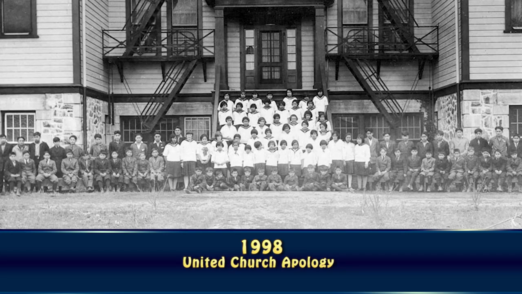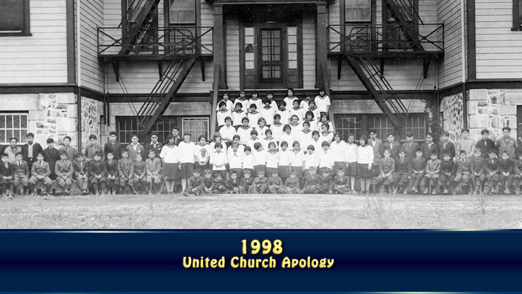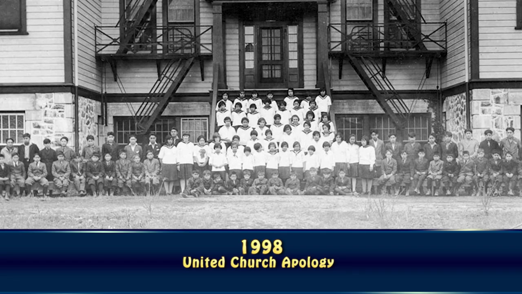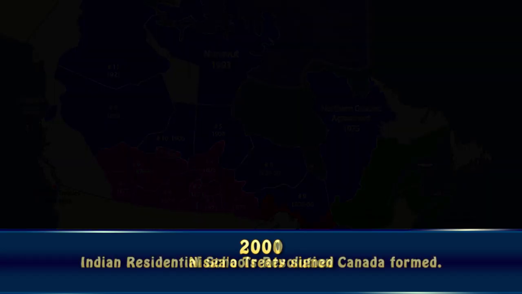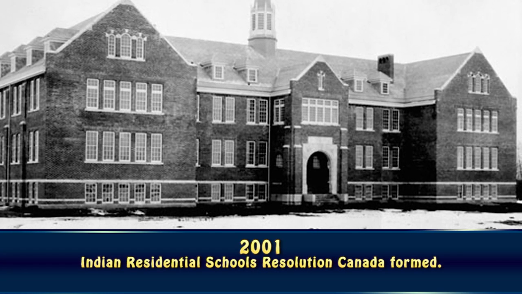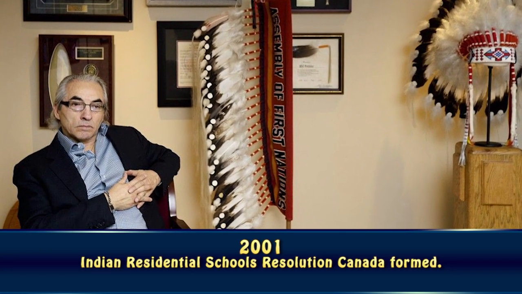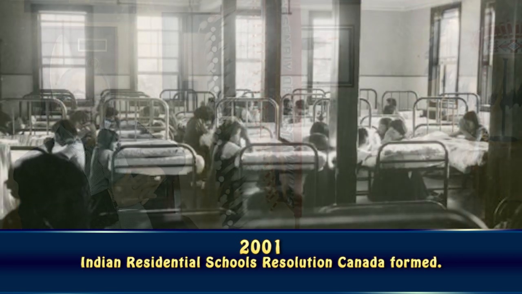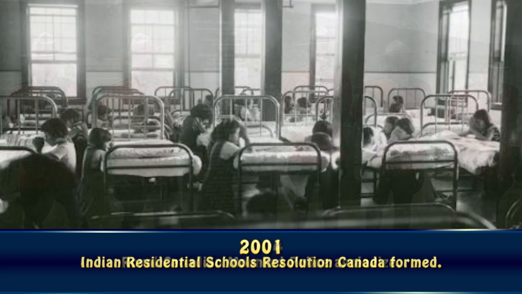The United Church apologizes to former students, their families, and communities for their part in the Indian residential school system. In 2000, the Nisga'a Nation of British Columbia signed treaty with the federal and provincial government for their land rights. The Aboriginal Healing Foundation is established with funding by the federal government. Assembly of First Nations National Chief Phil Fontaine announces a class action lawsuit against the Government of Canada over the legacy of the residential schools.